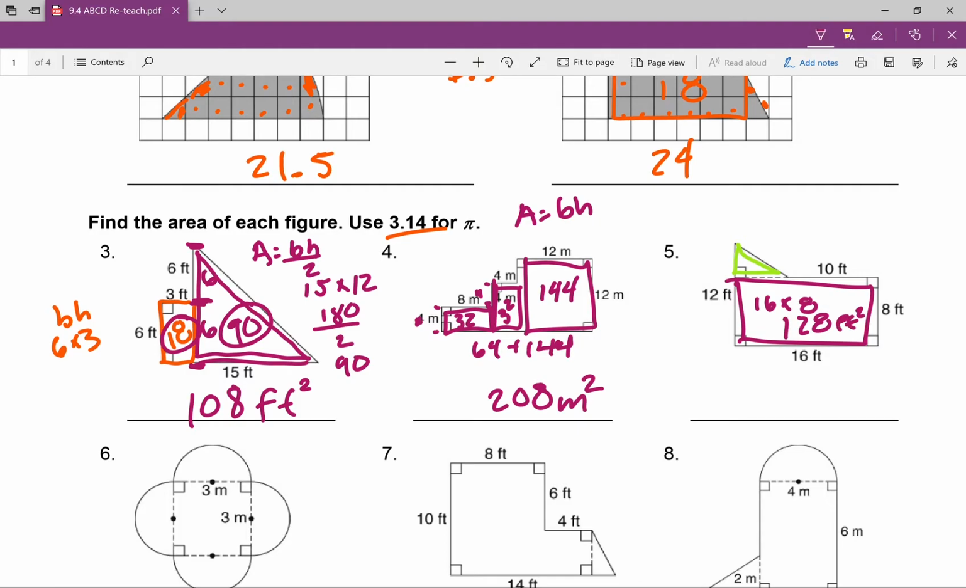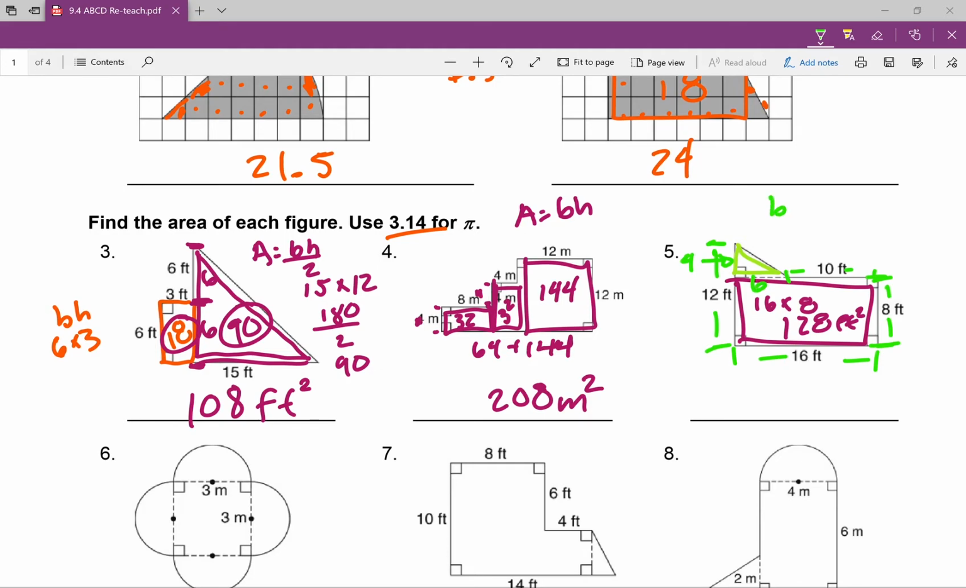Now for the triangle, I don't have any given measures, so I have to figure them out. So I know from here to here is 12, and from here to here is 8. So that means if I subtract 12 minus 8, this part right here is 4. Now I know from here to here is 16, and from here to here is 10. So if I subtract 16 and 10, I get 6. So this bottom piece right here is 6.